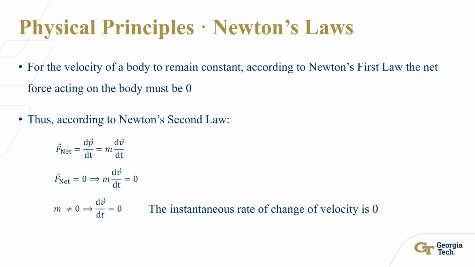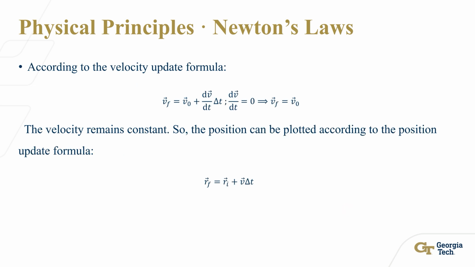For the velocity of the body to remain constant, according to Newton's first law, the net force acting on the body must be zero. Thus, according to Newton's second law, the instantaneous rate of change of velocity is zero. According to the velocity update formula, the velocity remains constant. So, the position can be plotted according to the position update formula. The x-coordinate of the position, the speed, and its instantaneous rate of change will theoretically follow the next trends when plotted against time.